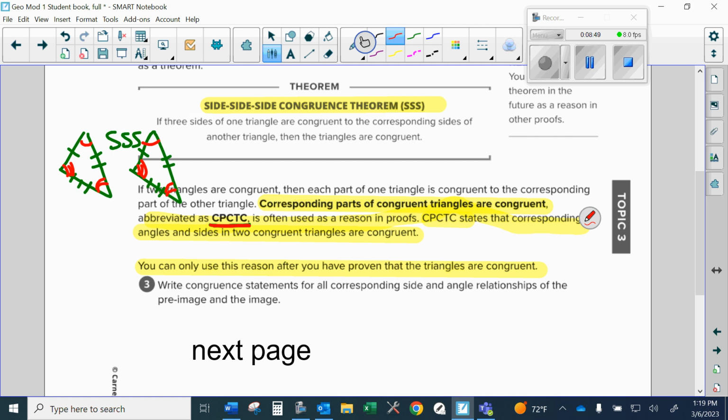As it says, it is often used as a reason in proofs. It can only be used after proving 2 triangles congruent, not beforehand, and not to prove them congruent. You can only use this reason after you have proven the triangles congruent, as I just said. Okay, next page.